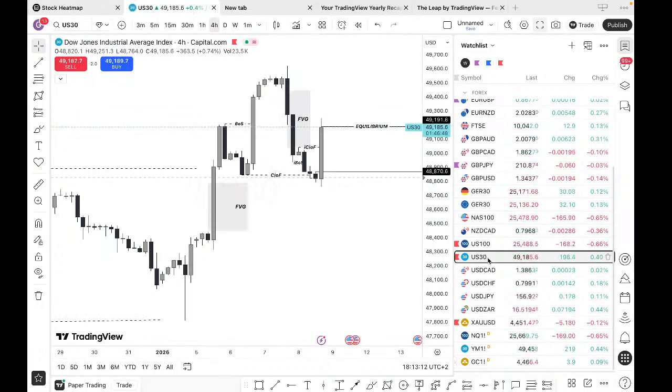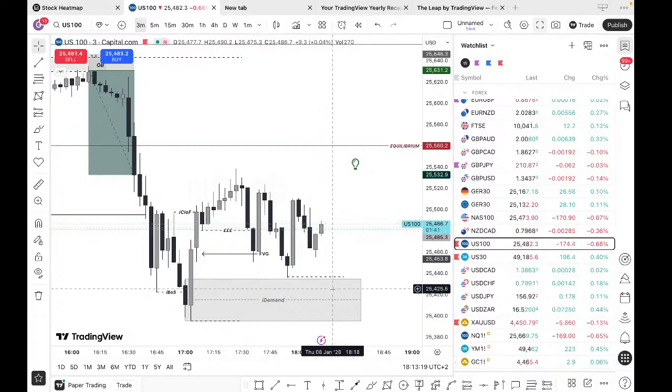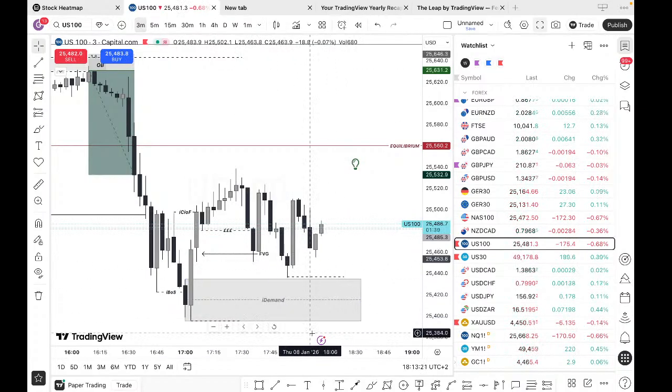But yeah, this thing doesn't want to advance towards the downside. It's fine. Interesting.